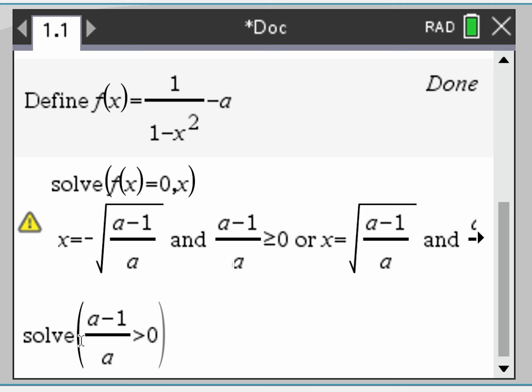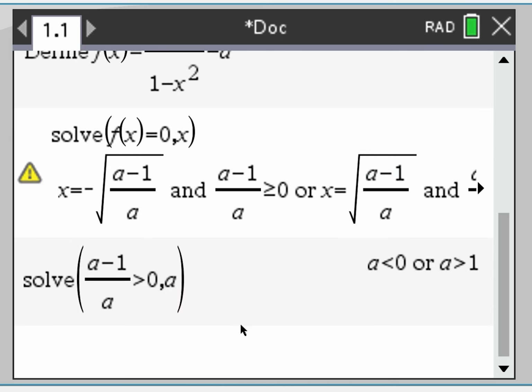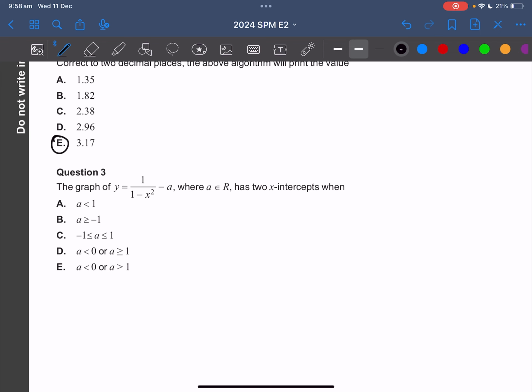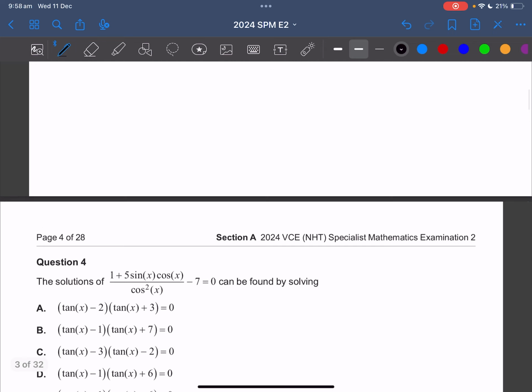Okay, now why is it greater than 0? Because as you can see, the magnitudes of the x-intercepts are the same. However, the sign is different. So as long as this term is greater than 0, we will get negative for one term and positive for the other. So we'll have 2 x-intercepts. So that's why we can say that this has to be greater than 0. Okay, comma a, and this is going to be our answer. So I think the answer is just going to be E for this one as well. Okay, hopefully this made sense.